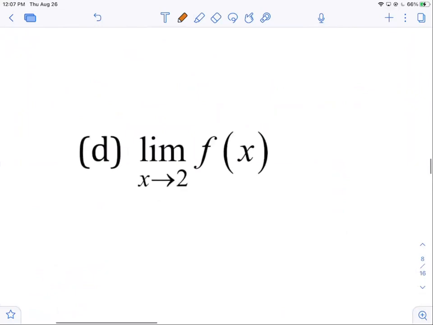All right, part D. What is the general limit at 2? Does not exist. Good. And that goes back to the limit theorem. The limit in general only exists if the two one-sided limits are the same finite number. Otherwise, it's D and E.